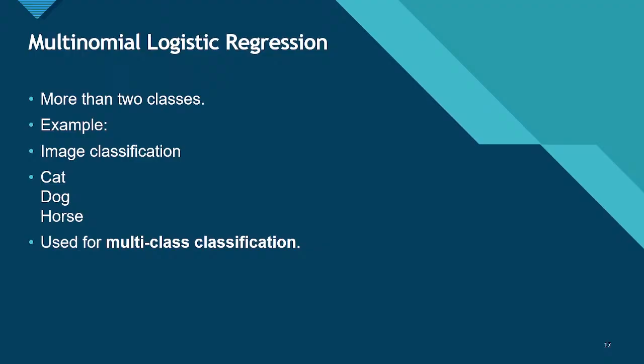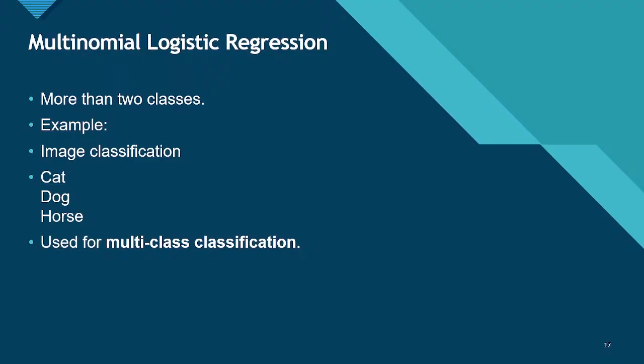First is binary, and then there is multiple logistic regression. When we have two or more classes, we have multinomial logistic regression. Instead of predicting just yes or no, the model predicts one of many categories. For example, given an image of a cat, dog, or horse, the model looks at the image features and assigns a probability to each class. The class with the highest probability becomes the predicted label.